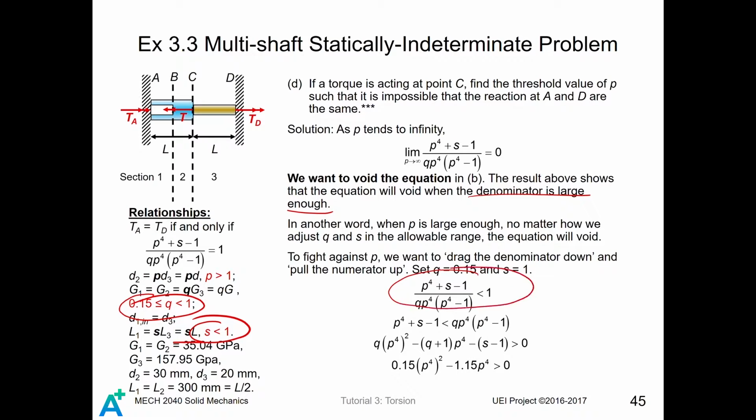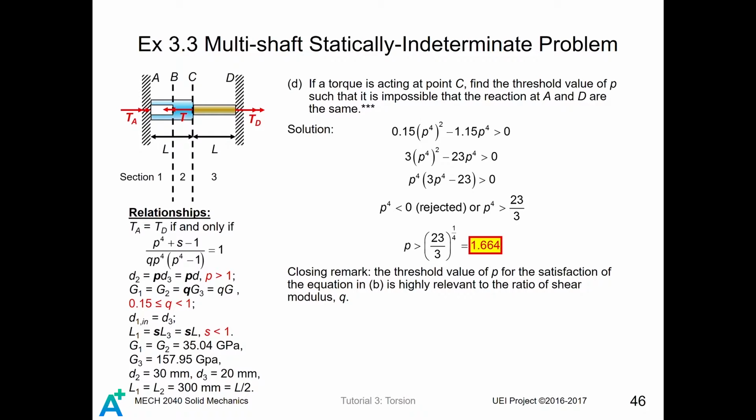We expand this equation in this way, such that both sides are polynomials. Then we rewrite this equation in this way. Notice that we can write P to the power 4 as a quadratic term. Put our optimal value of Q and S into this equation, then we can have this inequality. Consider this quadratic inequality with the unknown P to the power 4. Simplify this inequality and solve it, then we can have P to the power 4 is less than 0, or P to the power 4 is greater than 23 over 3.